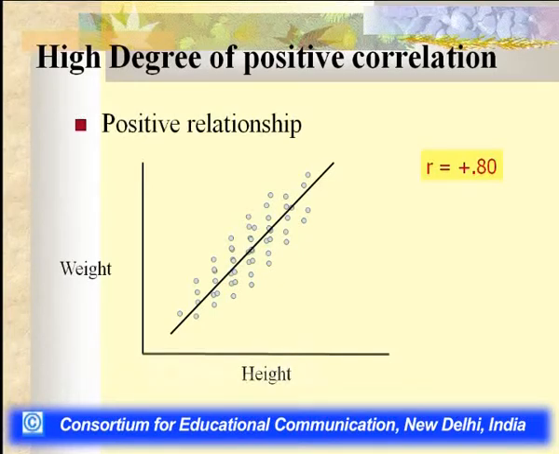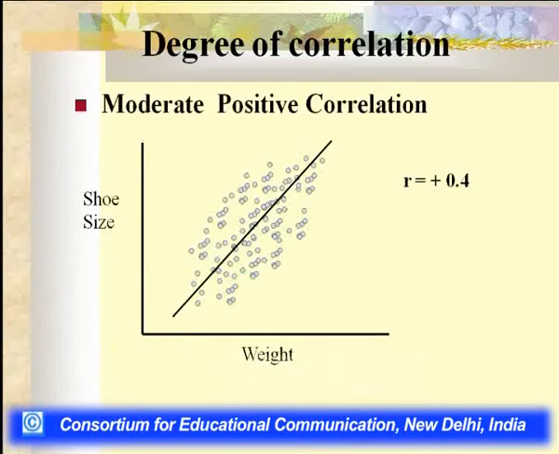So R is equal to plus 0.80. This is the example of a high degree of positive correlation when both the variables are moving in the same direction. Now let us see another example. This is the degree of correlation. This is a moderate positive correlation.